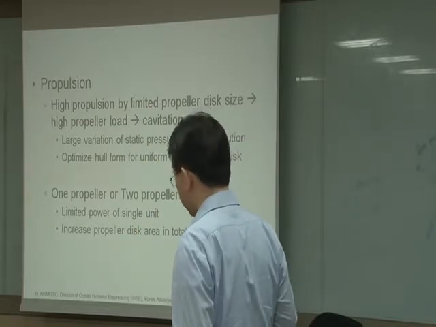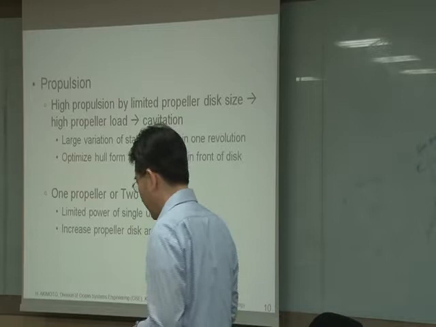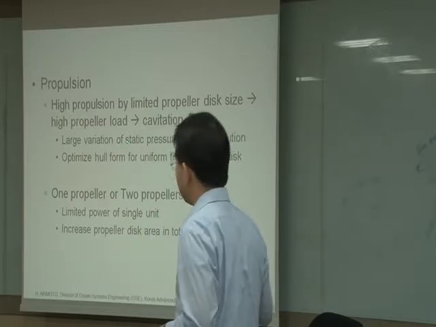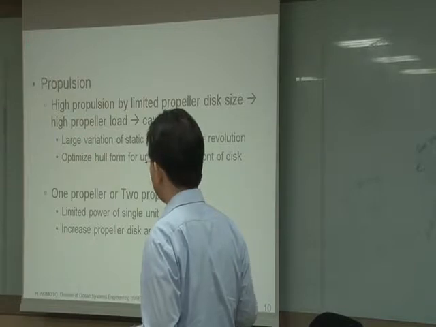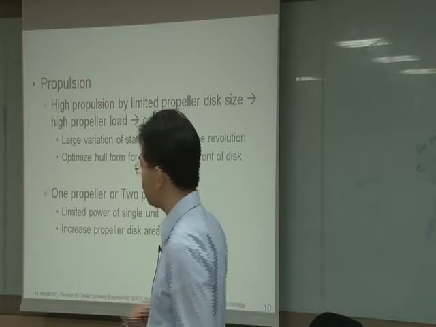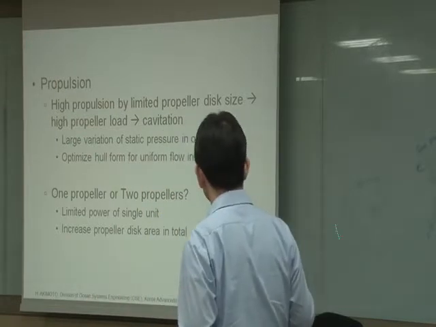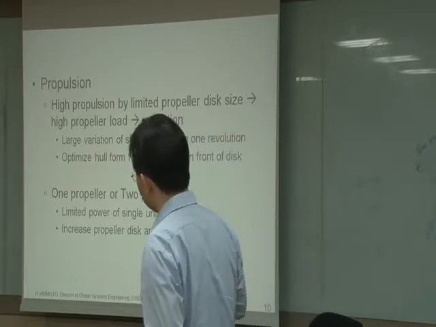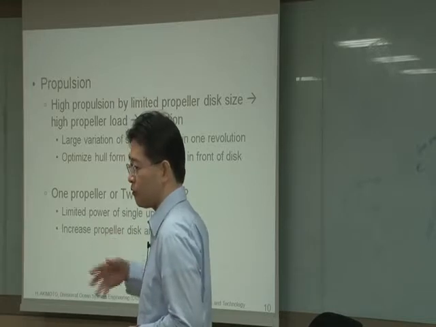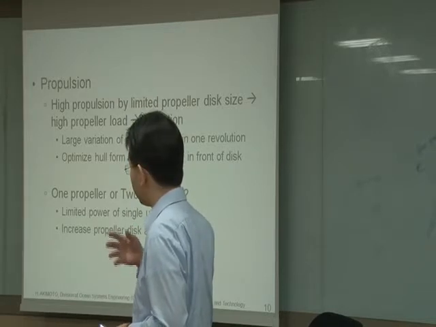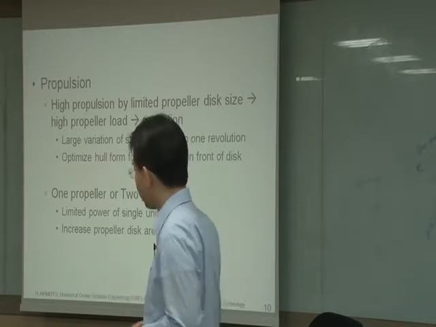So for realizing a large capacity vessel, we have to design the incoming flow around the propeller disc so that the incoming speed of the propeller will be uniform, similar to a uniform flow.